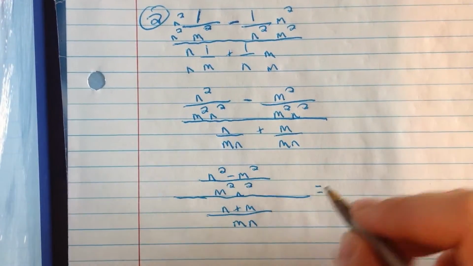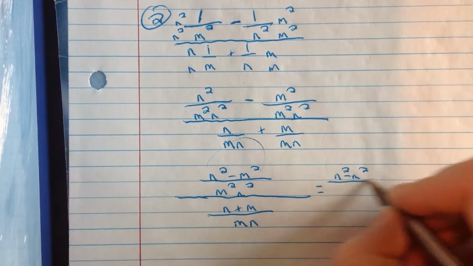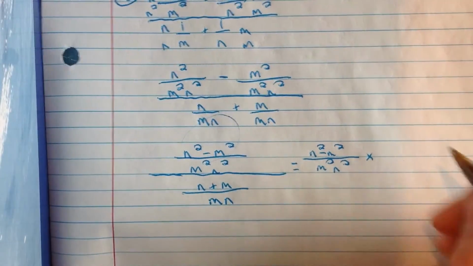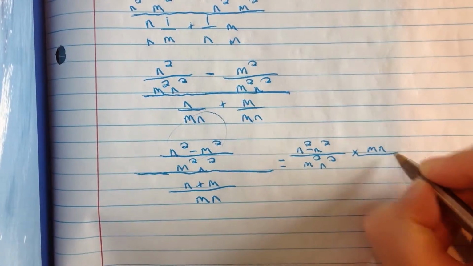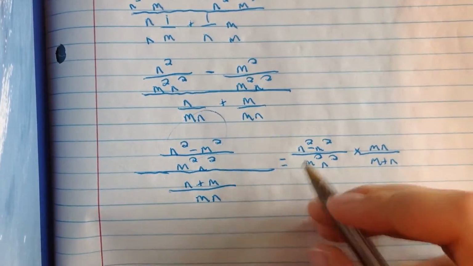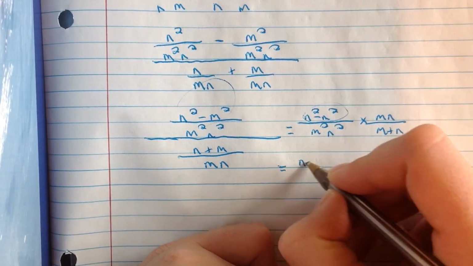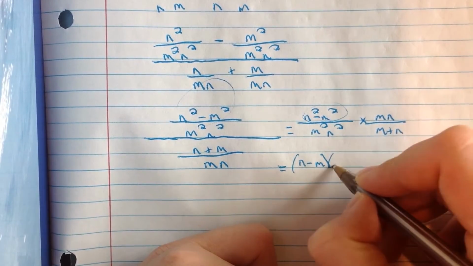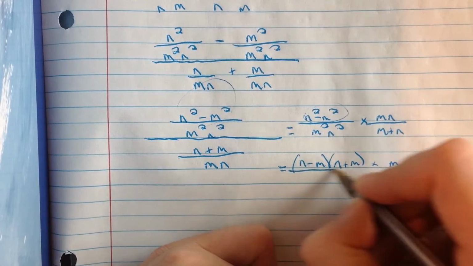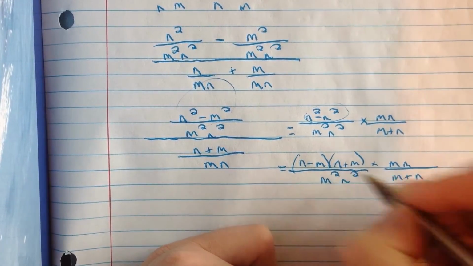So that becomes, keep the top fraction the same, times the flip of the bottom fraction, mn over m plus n. Notice, this top one is a difference of squares. So I get n minus m, n plus m, times mn, over m plus n, m squared, n squared.